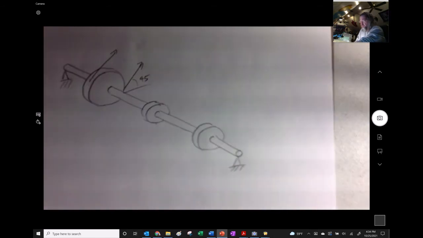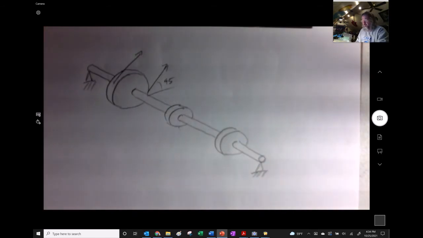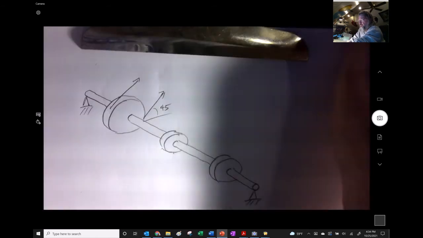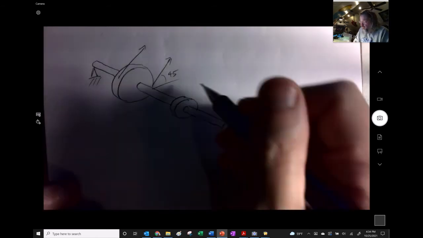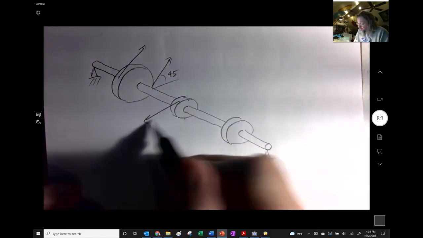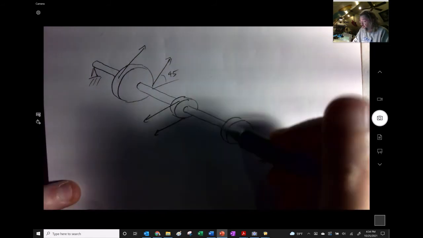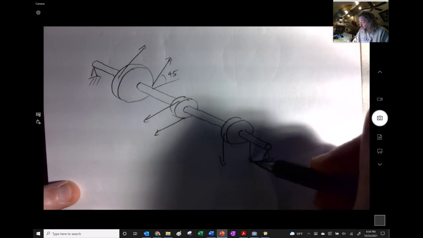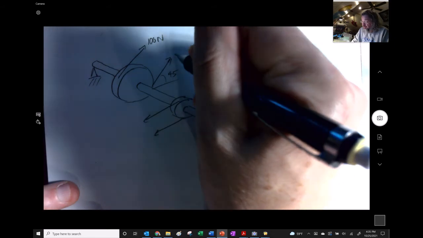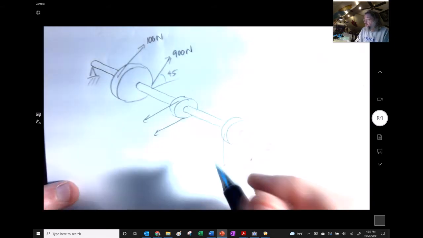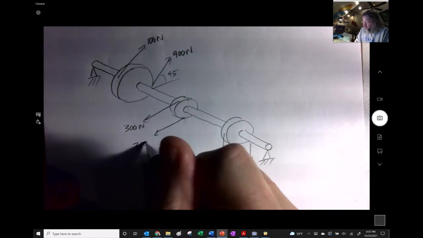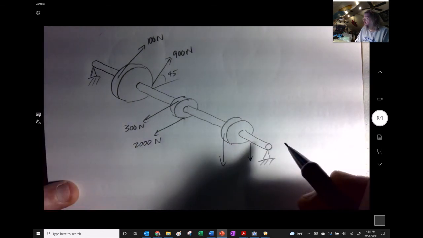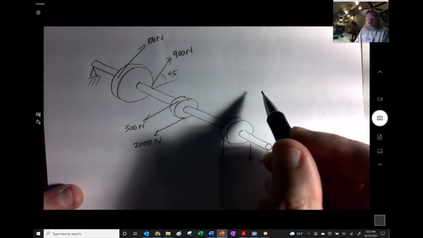And I think the thing that's causing the focus problem is the clip. Yeah, maybe that's it. Okay, let's see, here we got this guy, and this one's coming down. And he's 100 newtons, he's 900 newtons, and he's 300 newtons, and he's 2,000 newtons. The distances are given in a table.